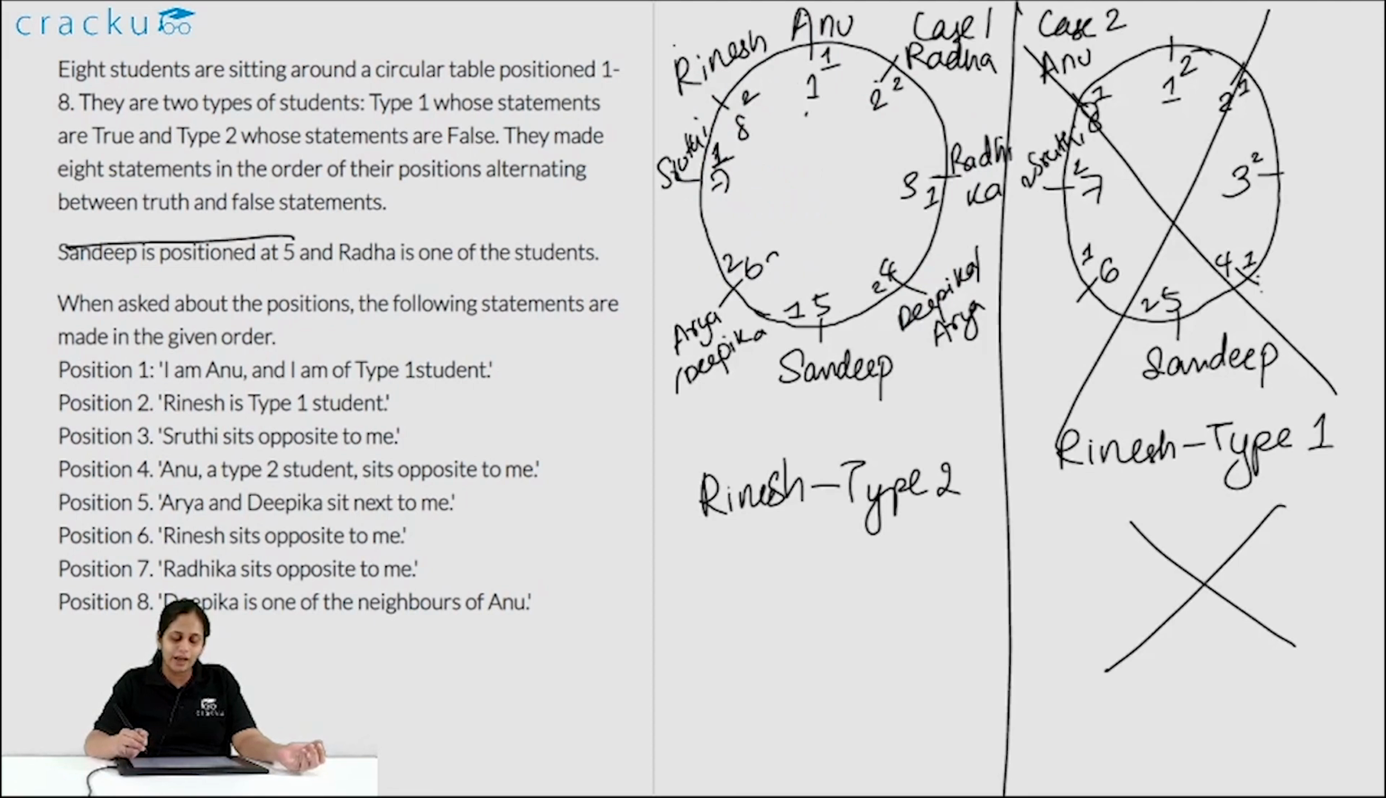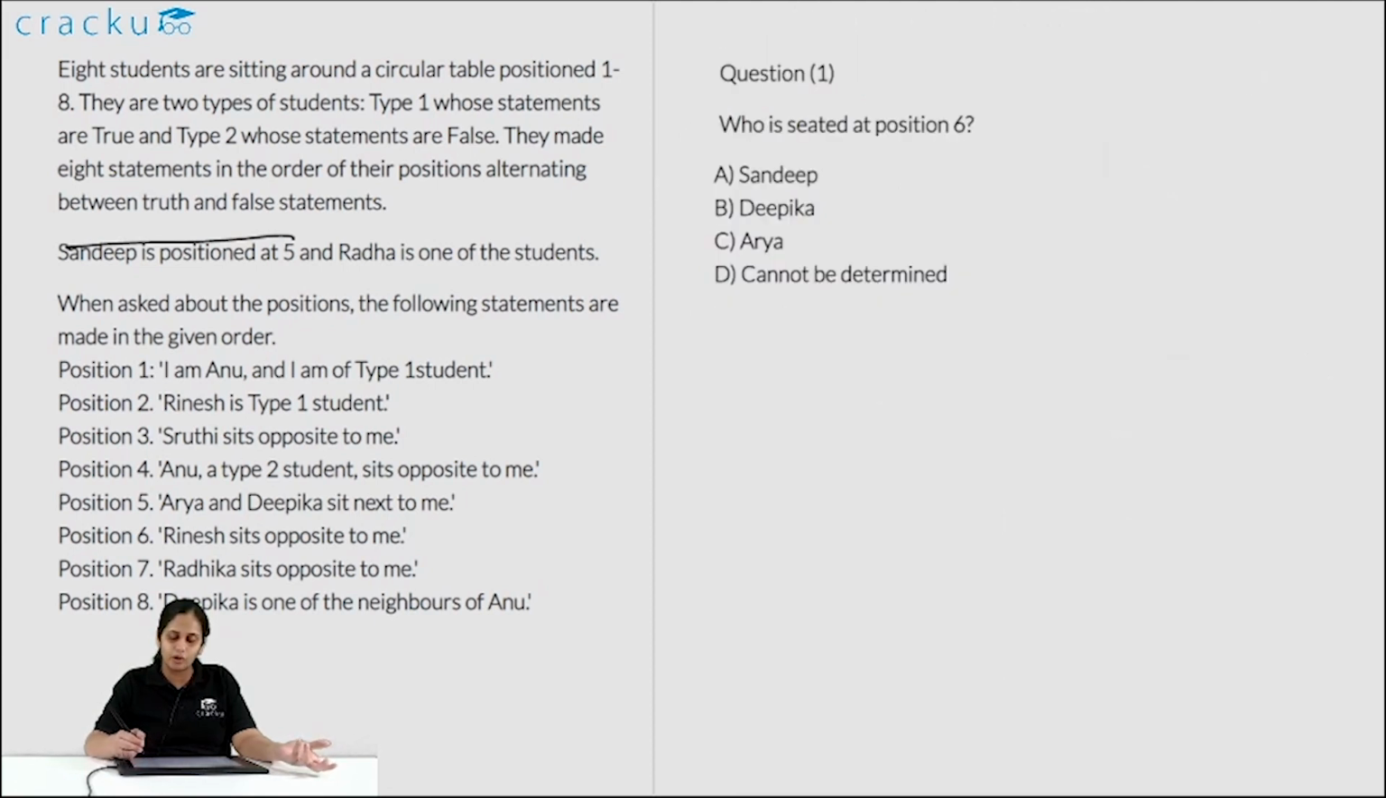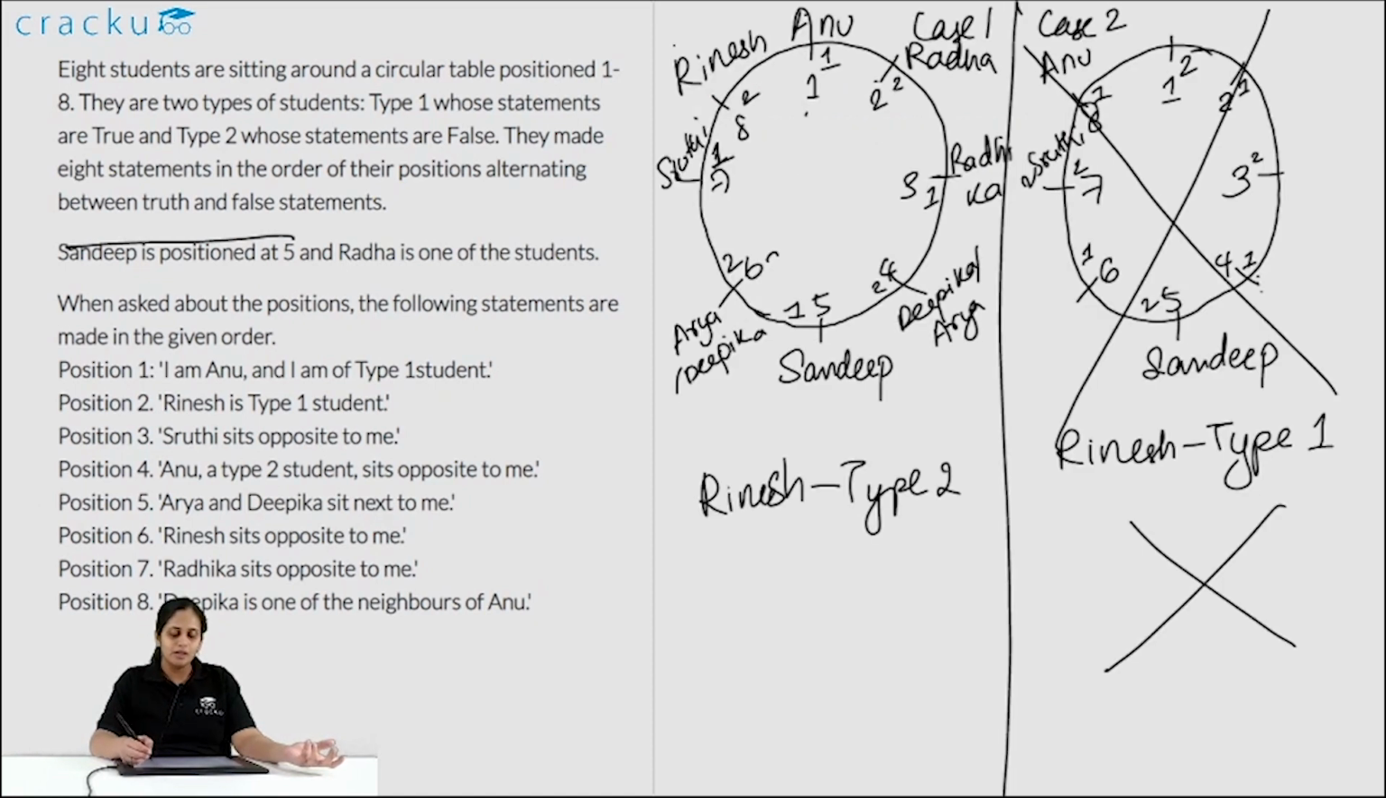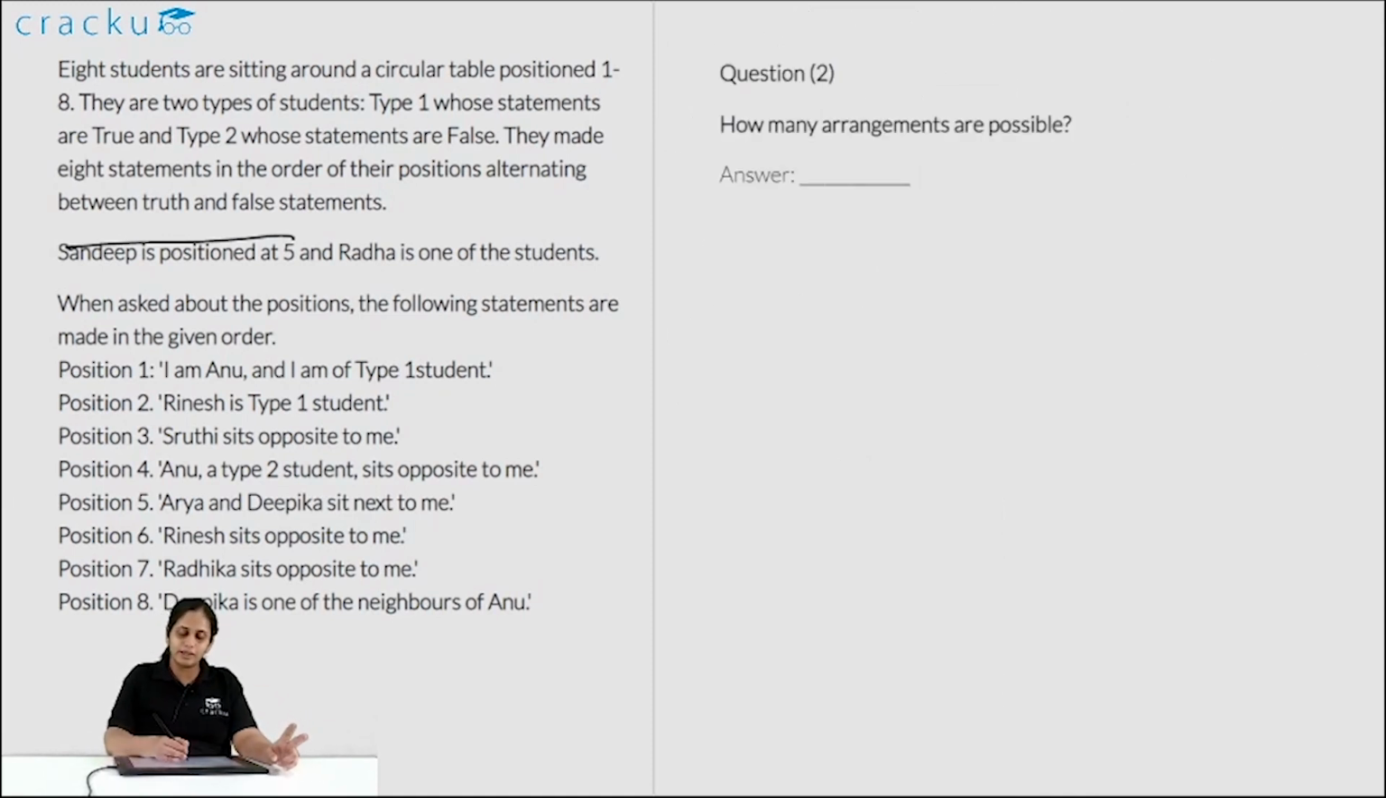So at 6 we have Arya or Deepika. So the answer is cannot be determined. So one of the two is seated at position 6. Let's take a look at the second question. How many arrangements are possible? So one arrangement is Arya here, Deepika here, and the second arrangement is Deepika here, Arya here. So there are two arrangements possible. So the answer to this is 2.